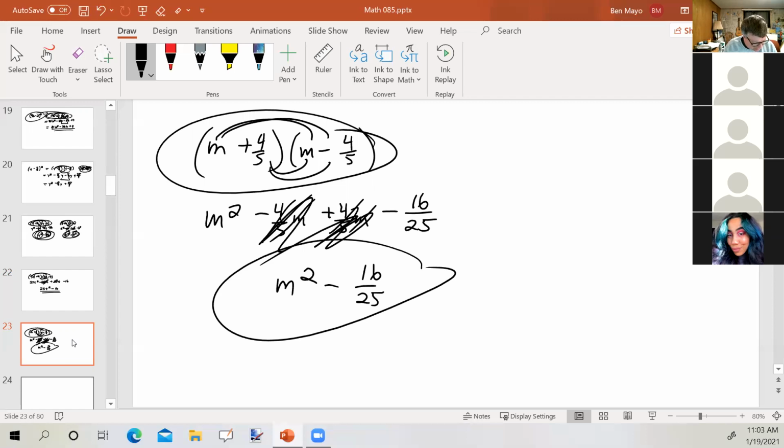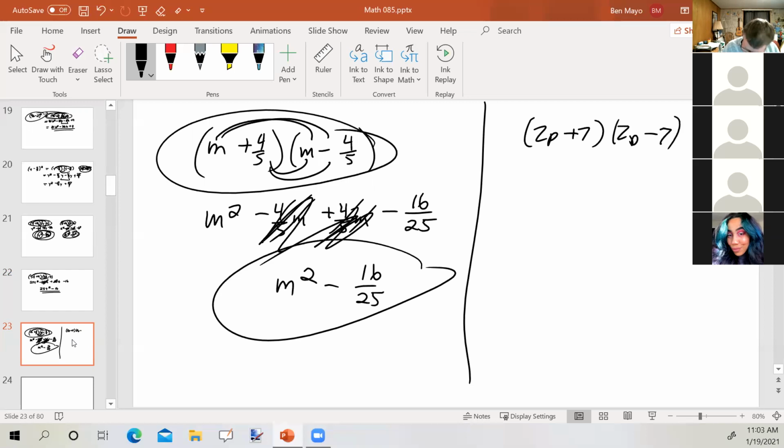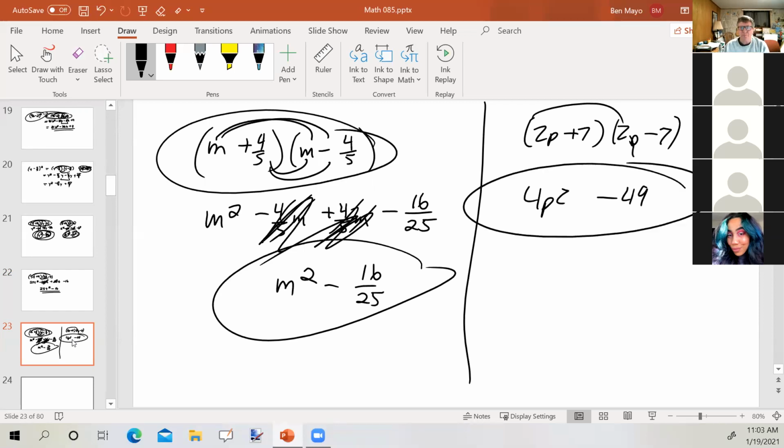So for instance, let's take this problem. 2p plus 7, 2p minus 7. So that would be what? 4p squared minus 49. Okay? But just be careful that you don't shortcut something that doesn't belong there. This has to be conjugate paired. Okay? So just be careful of that. If you take shortcuts, you've got to be careful.